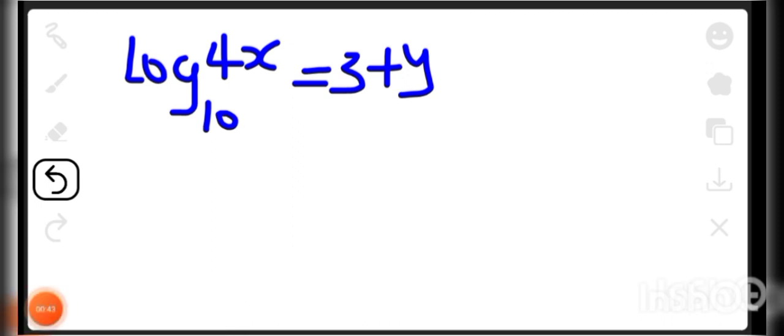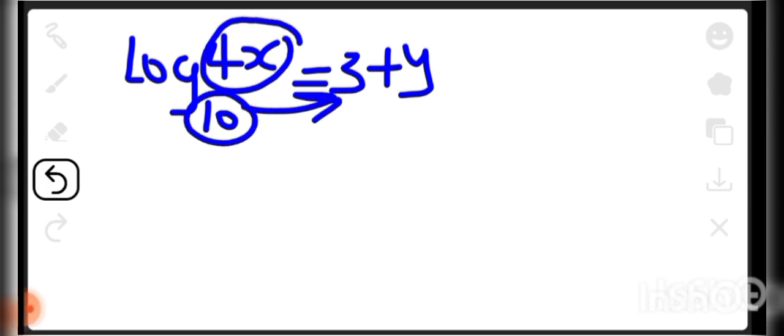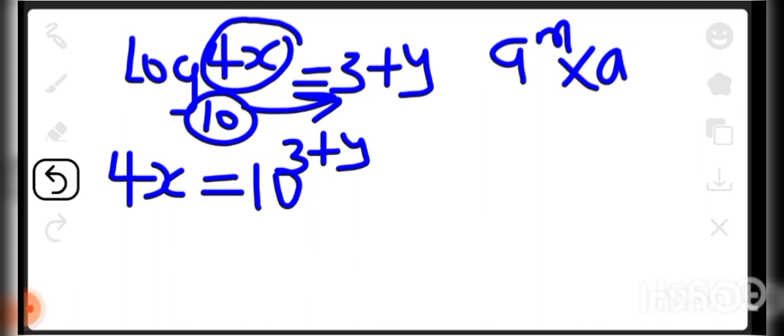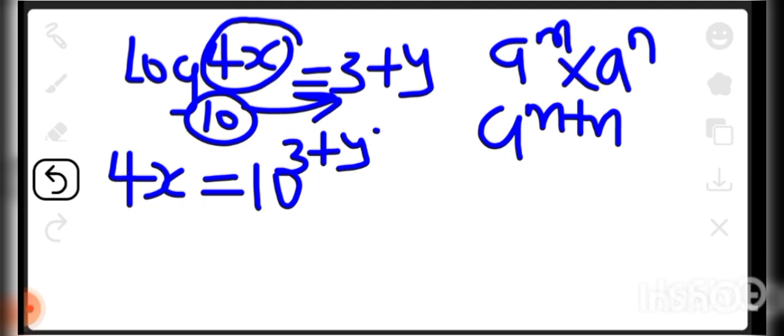So just do the same thing. What is here must be equal to what is here raised to the power of everything on the other side. That means 4x will be equal to 10 raised to the power 3 plus y. That's what we are going to have. So remember something like this: a raised to power m times a raised to power n will be equal to a raised to power what? m plus n. I want to apply that here now. That is 3 plus y.